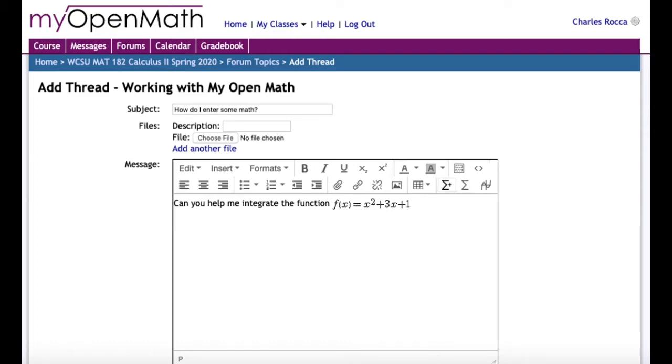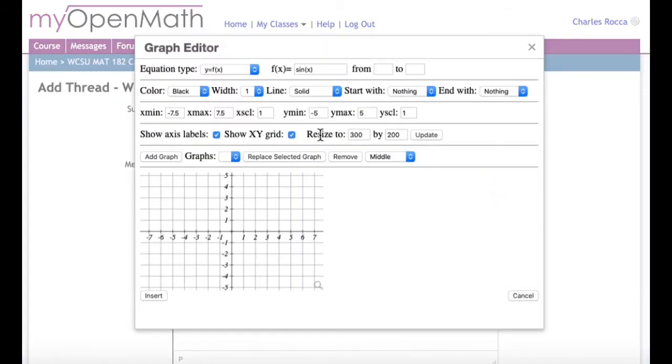It would also be helpful to add a picture of what it is that I'm trying to integrate to help people understand my question better. To enter a graph, I'm going to start a new line because it's a large object, and I'm going to click on the Add Edit Graph button. Here, we could add all sorts of different graphs in different equation types. So let's type in our function, x squared plus 3x plus 1.